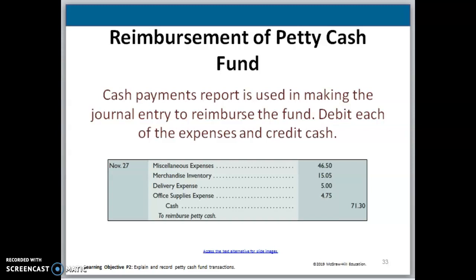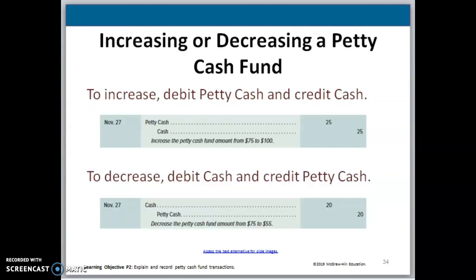Now you may find that that $75 isn't enough. So we might have needed to increase it. If we had $75 that we started with and we got to the middle of the month and we had used all of it, then we shouldn't wait till the end of the month to replenish it. We need to replenish it sooner. But we might decide, okay, well, maybe $75 on hand isn't enough for our company. So we need to increase that amount.